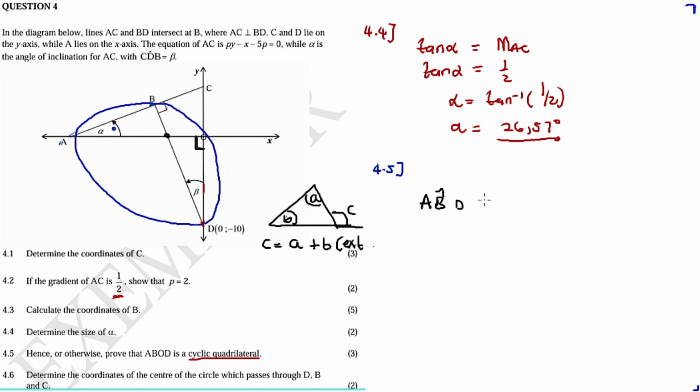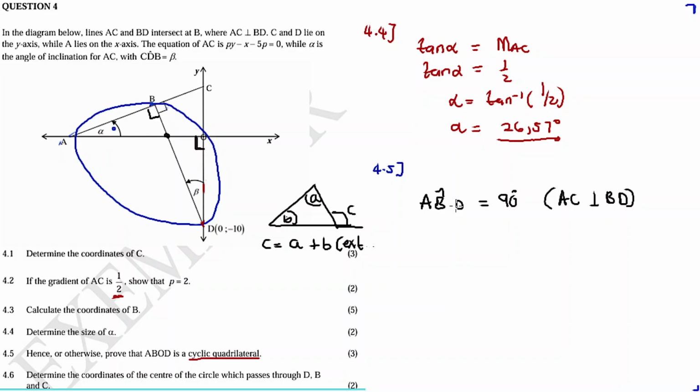Angle ABD, this one. Let's declare that this angle is 90 degrees. How do I know? It's because AC is perpendicular to BD. We did not ask for 90 degrees here, but just put it out there. Just write it down, just declare it.